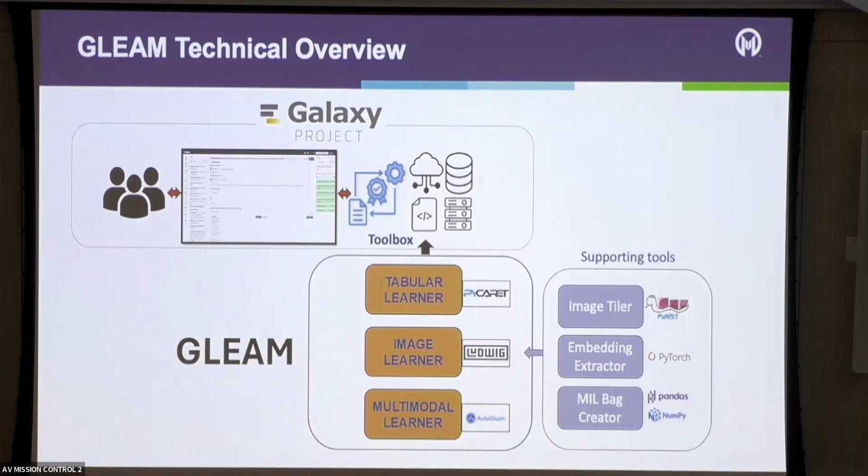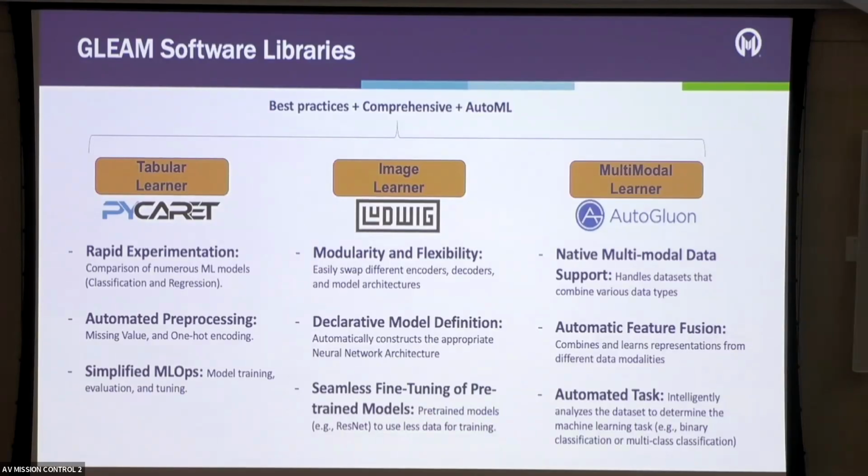So now that I've shown you the concept and the tools, I want to show you what is happening underneath the hood. So we select the libraries based on those concepts. We are looking for libraries that have best practice embedded, are comprehensive so that we can leverage different analyses in them, and also AutoML, which takes from the user the burden of selecting too many options and makes it more accessible. So for the tabular learner, we have PyCaret. There are several points that I could point to as a good selection, but I'm just going to mention the top ones.